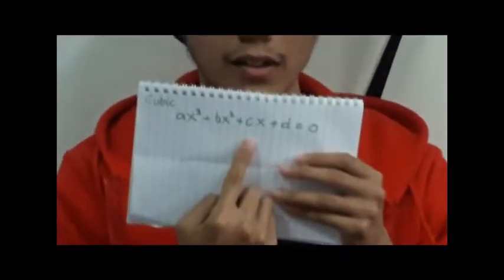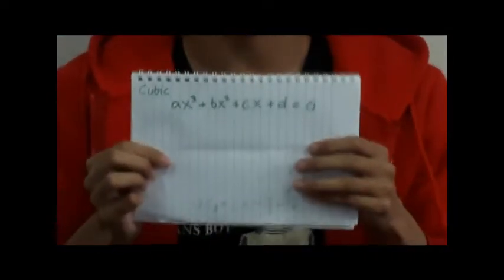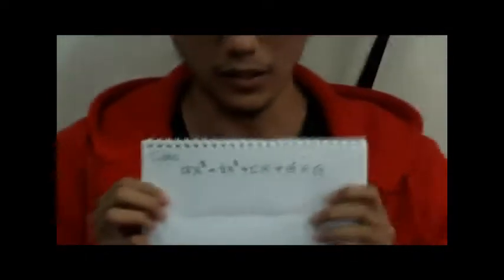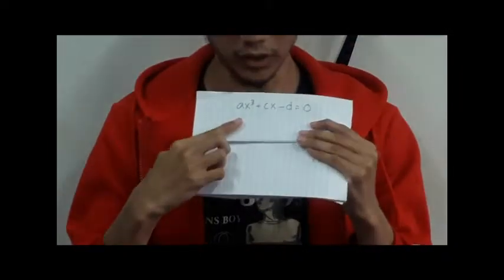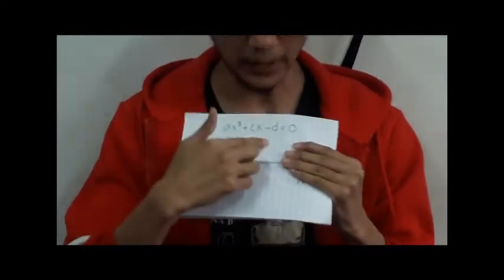Del Ferro tried to propose the same equation, but to obtain the roots from the general cubic equation, which is this one. However, the general equation is too complex for Del Ferro to solve. That's why he proposed a case where B is equal to 0 and D is a negative number. Okay.